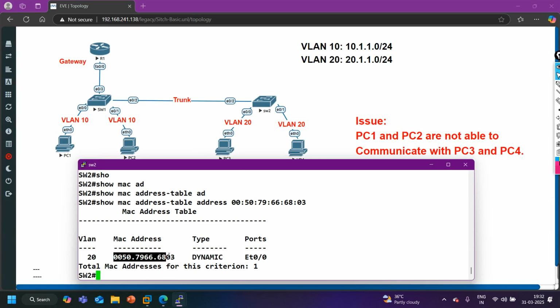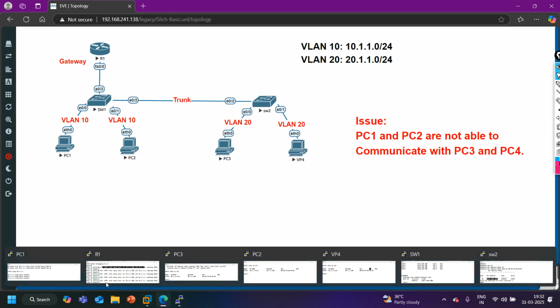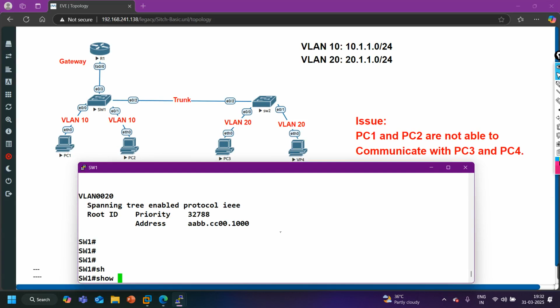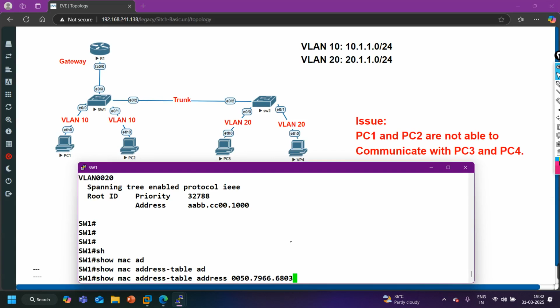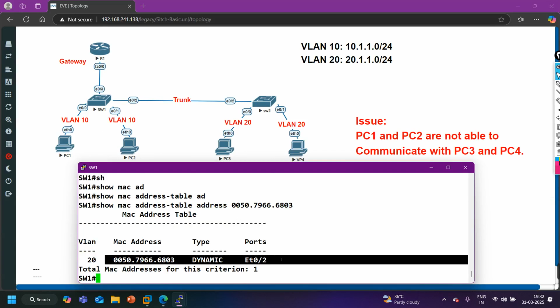Now switch 1 should also learn this MAC address on the 0/2 interface, the PC3 MAC address. So let me take you to switch 1 and run the command here: MAC address and then this address. Okay, you can see switch 1 is also learning this MAC address on the 0/2 interface.